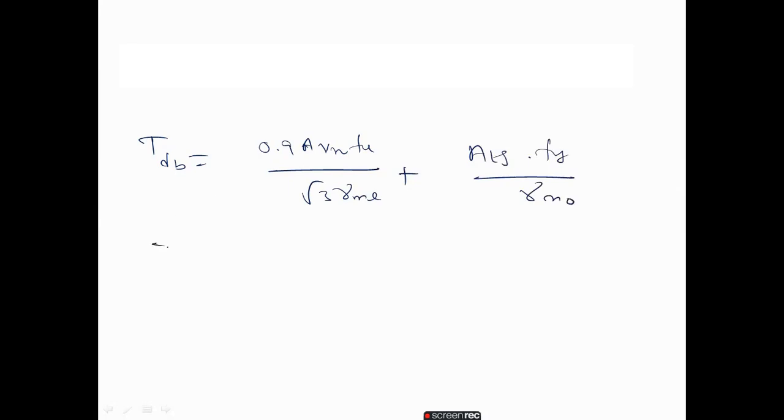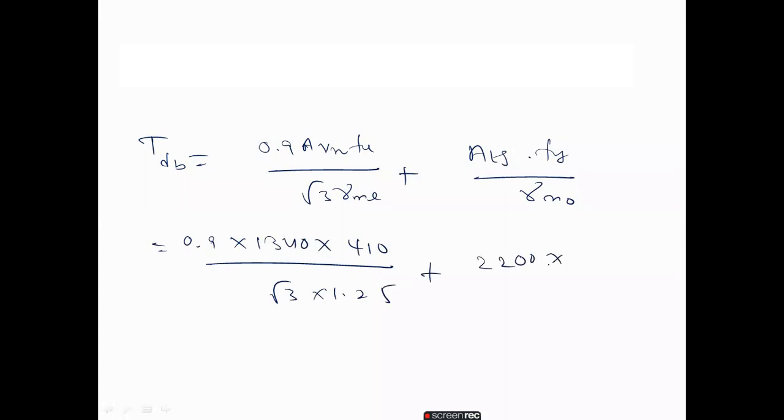Okay, next substitute in another formula is TDB, that is nothing but 0.9 AV Fu by root 3 into gamma ml plus ATG into Fi by gamma m naught. So substitute the values here. AVN we got 1340 into 410 by square root of 3 into 1.25 is the gamma ml plus, so here 2200 multiply with 250 by 1.1.